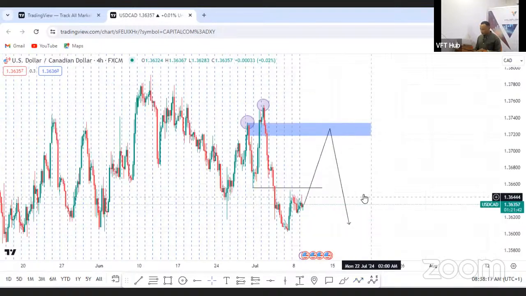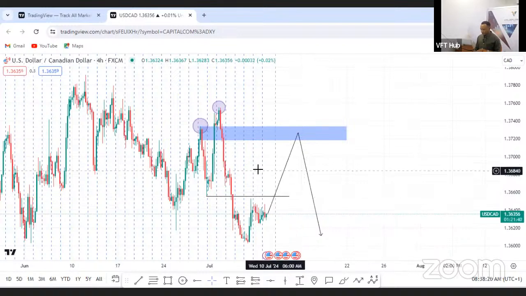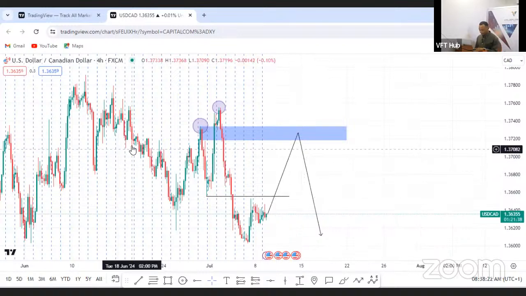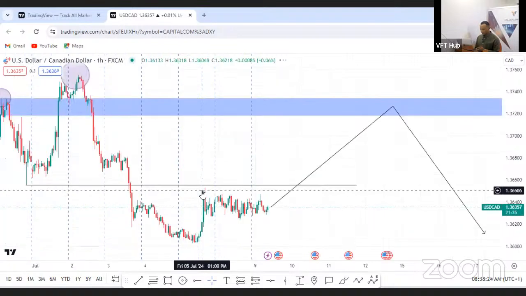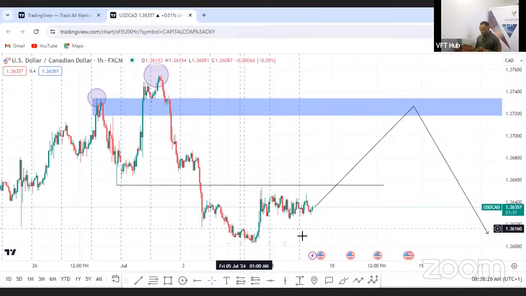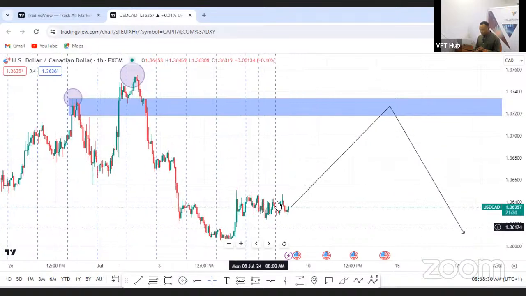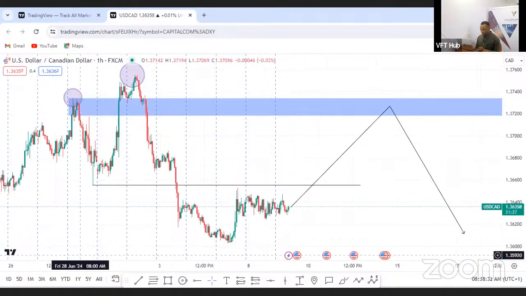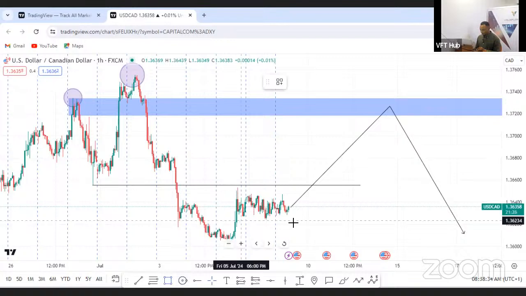So if you trade USD CAD, this should be a trade that you can look out for. And one of the things you can do to take advantage of that setup is on the 1 hour time frame. Now that we're seeing break of structure on the 1 hour time frame, if you see price break out of this range, because also on the 1 hour time frame there's another range inside the range.